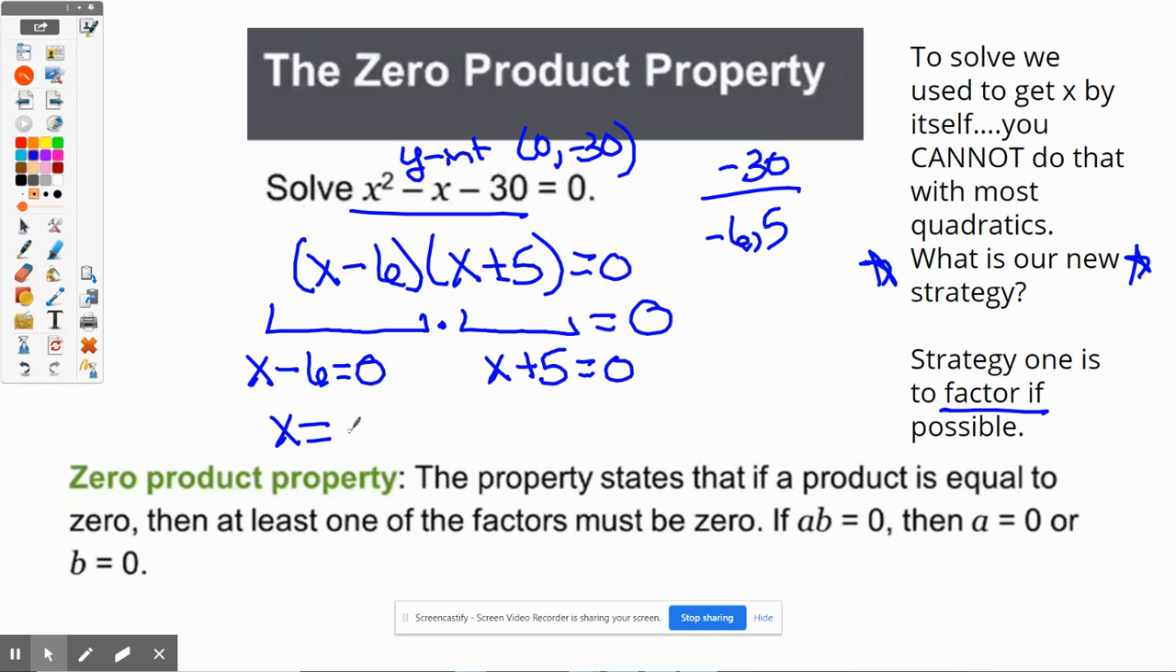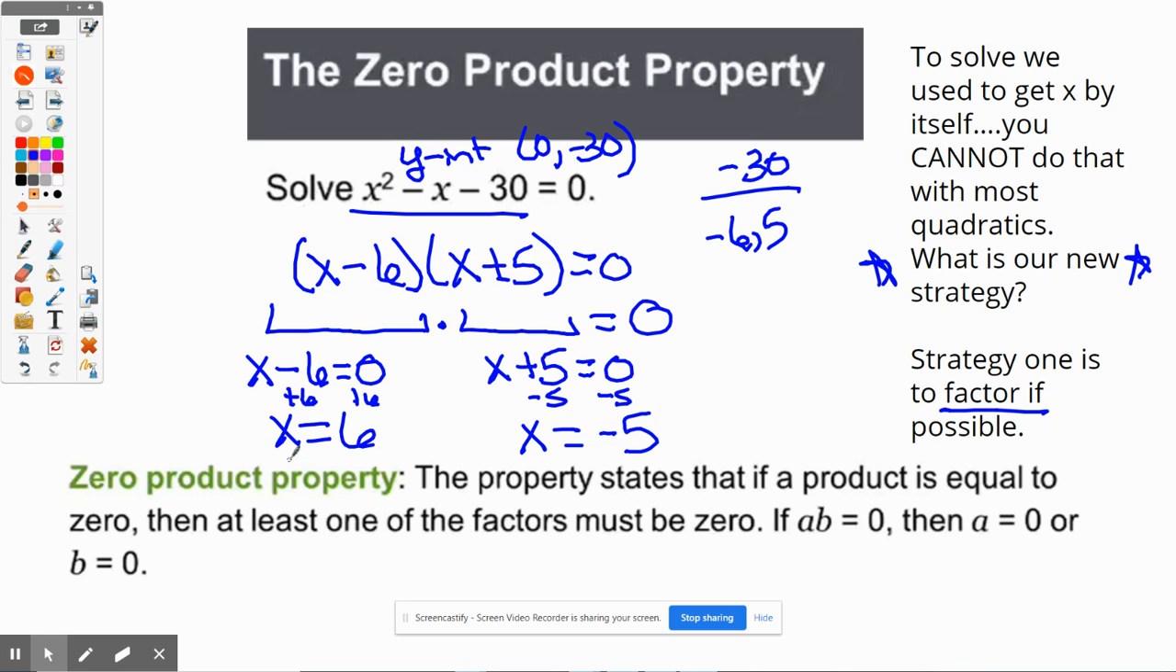A lot of kids want to just memorize, oh, it's the opposite of this. Sure, you can do that, but sometimes we're going to have numbers in front of the x. So you really need to understand that that whole x minus 6 equals 0, and that tells you that x equals 6 or x equals -5 is the solution. And you get it from solving the factors. You set them equal to 0 and you solve.